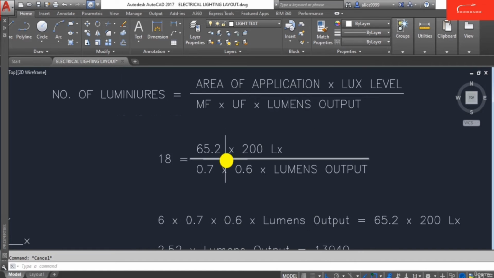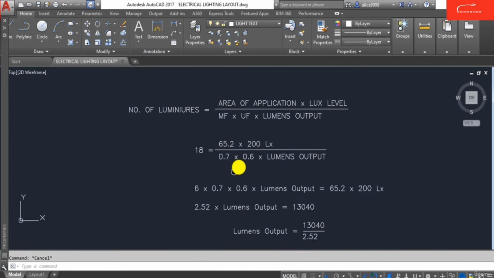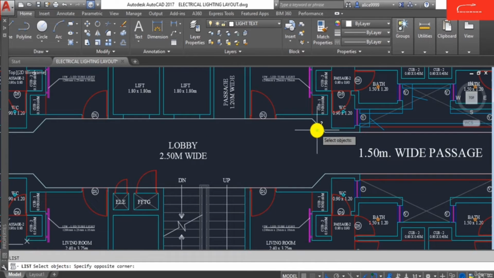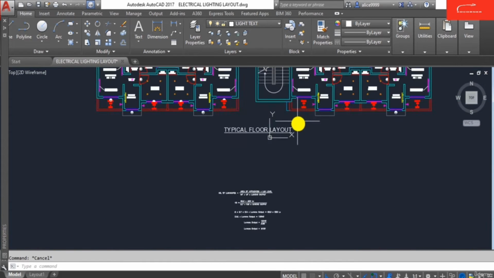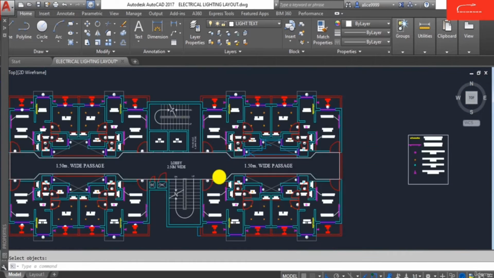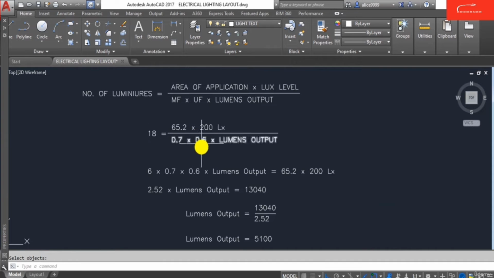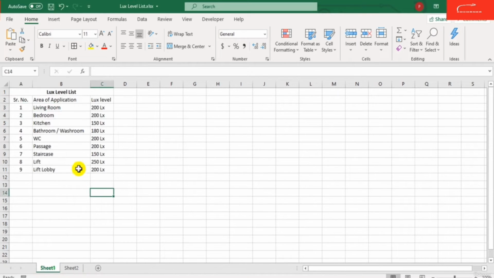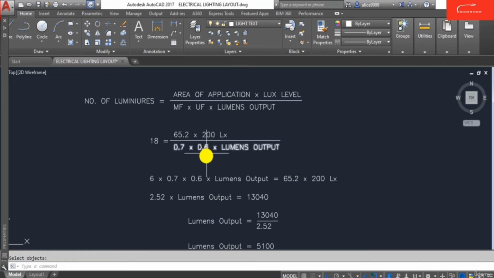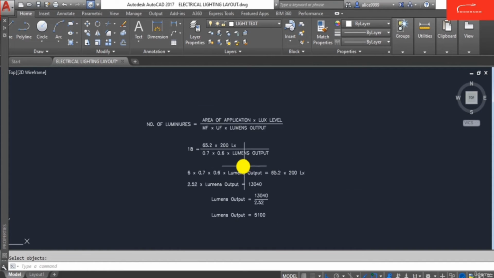And here, the same calculation, the area is 65.2. I have already mentioned the area. The lux level required for the passage is around 200 lx. So I have mentioned over here, maintenance factor is 0.7, utilization factor is 0.6. And the lumens output we need to find out.